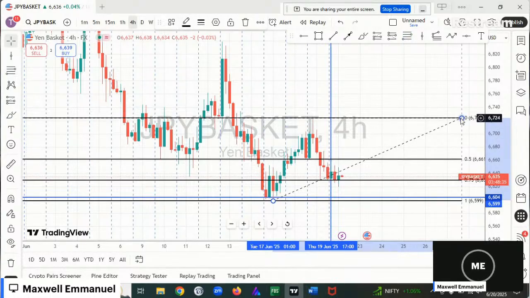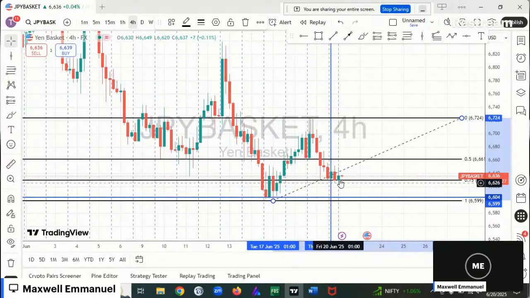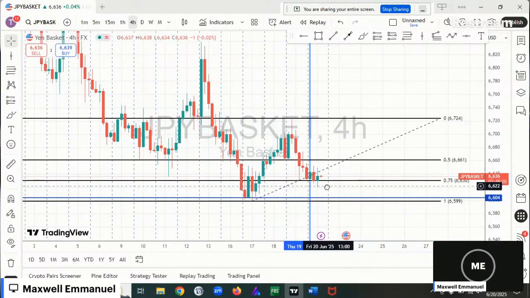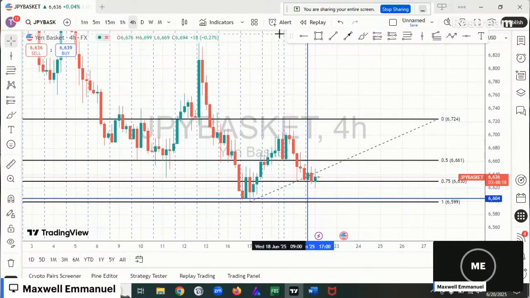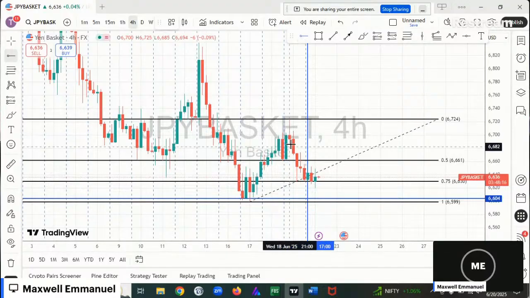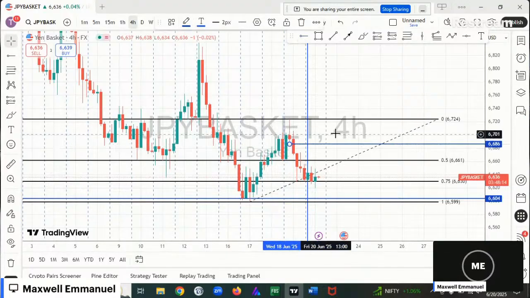You can see the pattern that formed after price tested or got to the discount area. This is a spiraling bottom. So based on what we have here on the 4-hour time frame, I'd like to see yen basket pull back to this fair value gap expected.